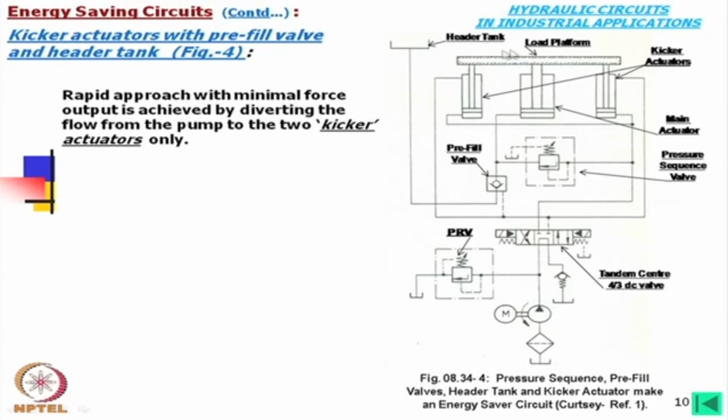So, when there is a little force, what is happening? We have connected this path, that means it is actuated this side, it is connected like this. So, oil is going like this and then it is coming over here. Then what will happen? With the low load, the kicker actuators are moving upward with high speed. All the flow is being used.